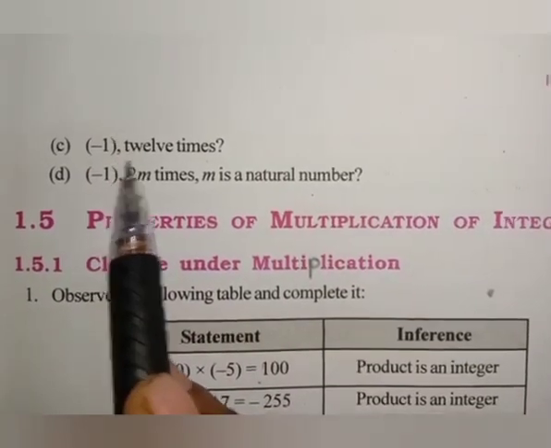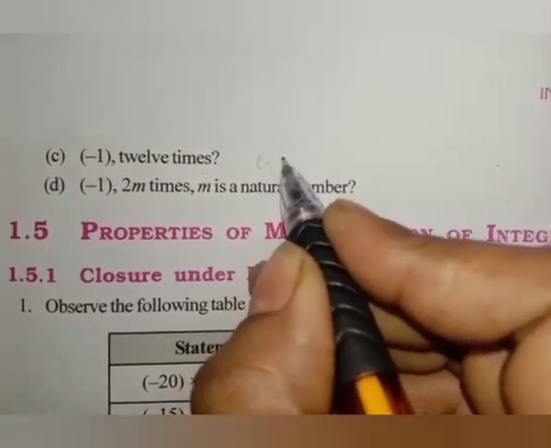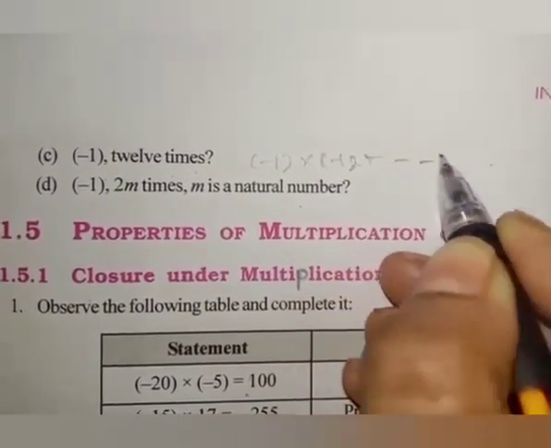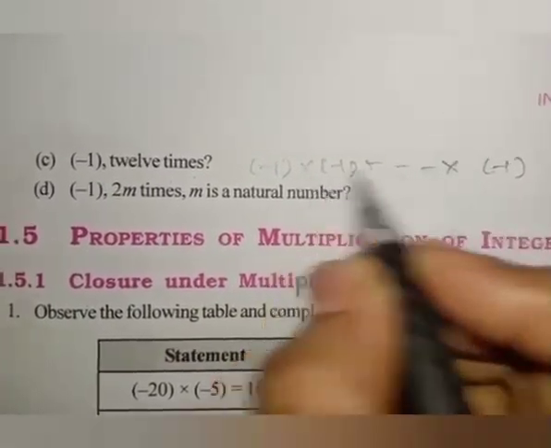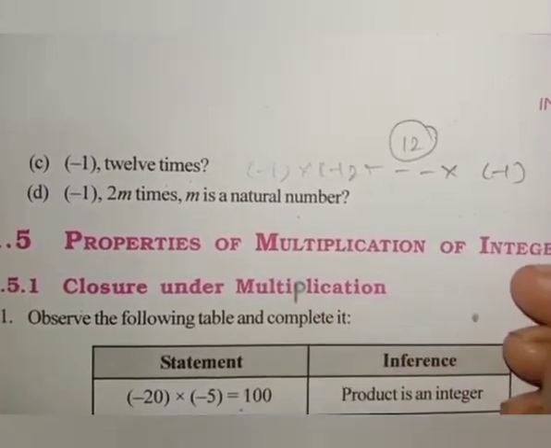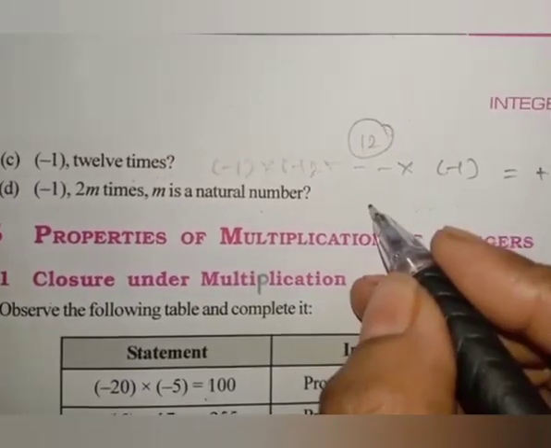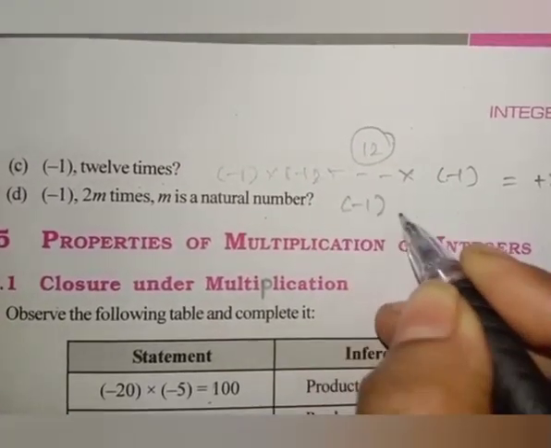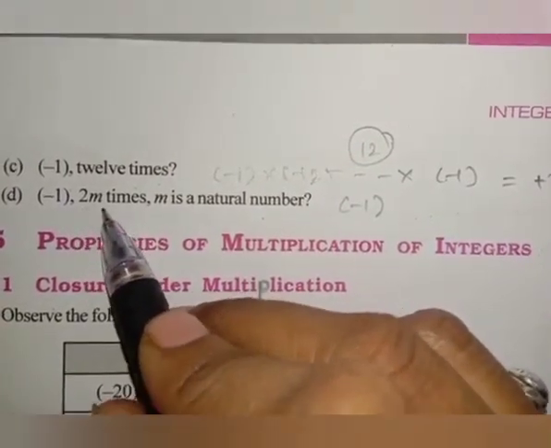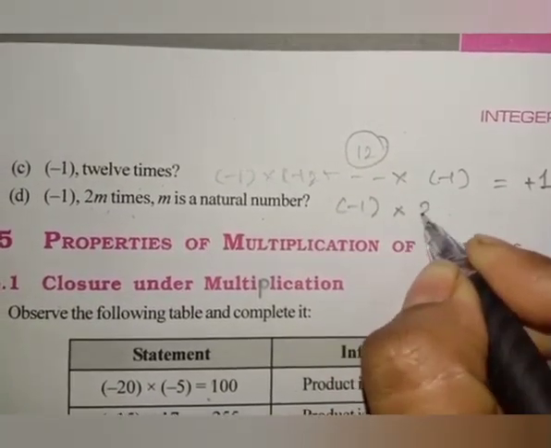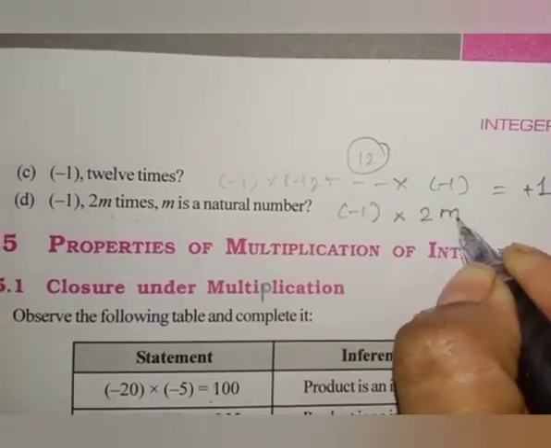Now see, minus 1 multiplied 12 times, how many times? 12. So minus 1, 12 times, and 12 is an even number. So again an even number of times gives positive 1. Next, minus 1, 2m times. Here m represents a natural number.